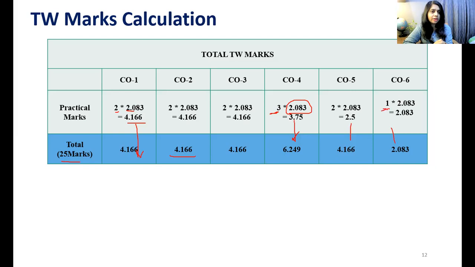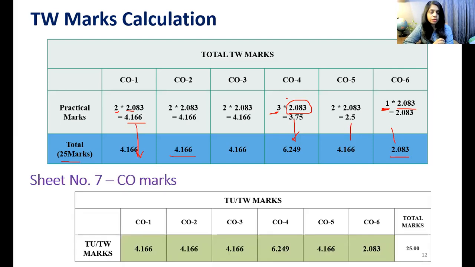CO6 attained is only 1. Attainment was only in 1 practical, so again it is the multiplying factor. So here it is 2.083. If it is so, then in the same sheet, that is sheet number 7, CO marks, you have to enter these values wherever there is green space.